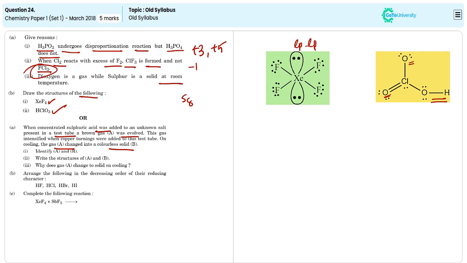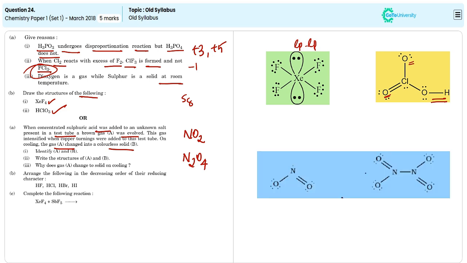Here the compound A will be nitrogen dioxide, NO2, and B will be the dimerized form, N2O4. The second part is to write the structures of these compounds A and B, and the structures can be represented as per the given diagram. In NO2 we could see that one oxygen is singly bonded and the other is a doubly bonded oxygen, and the dimerized form can be shown as per the given diagram.